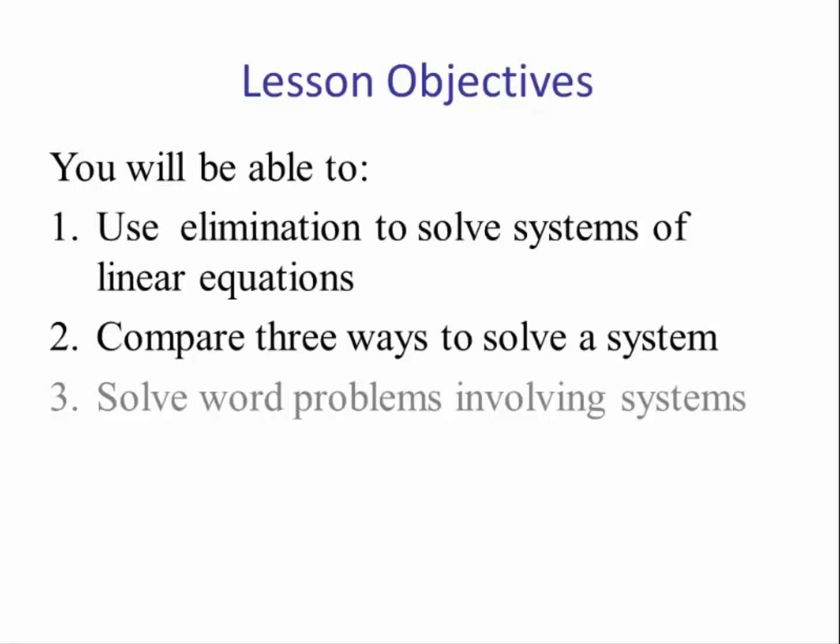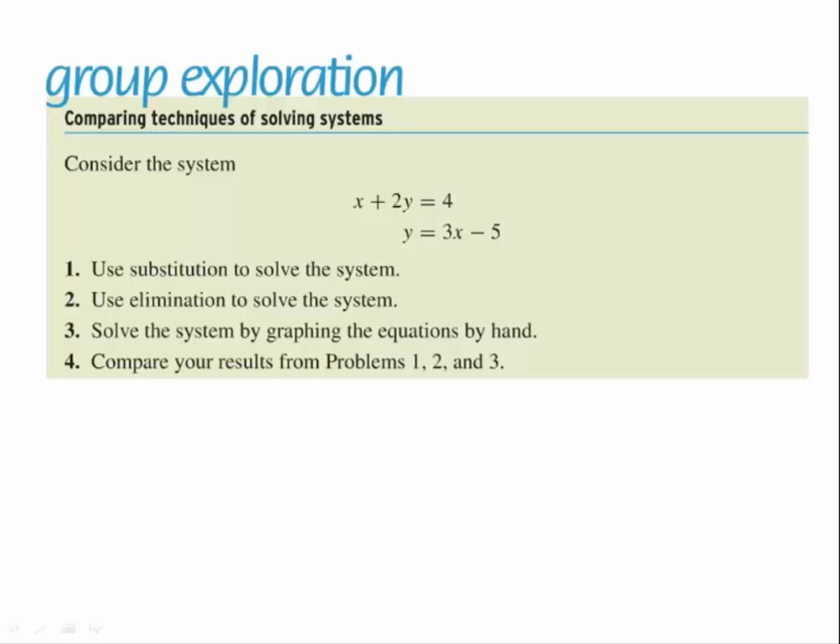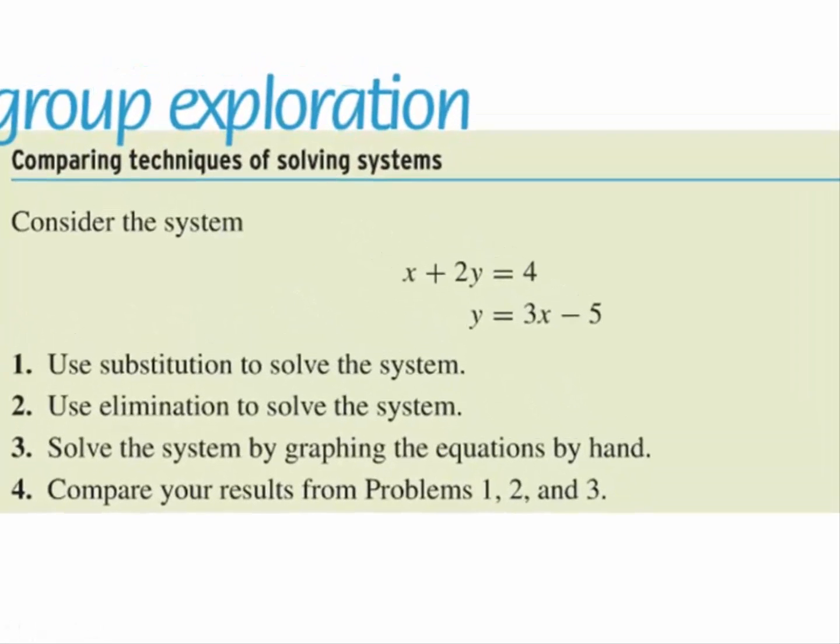Lesson objectives. Use elimination to solve systems of linear equations. Compare 3 ways to solve a system. Consider the system x plus 2y equals 4, y equals 3x minus 5.